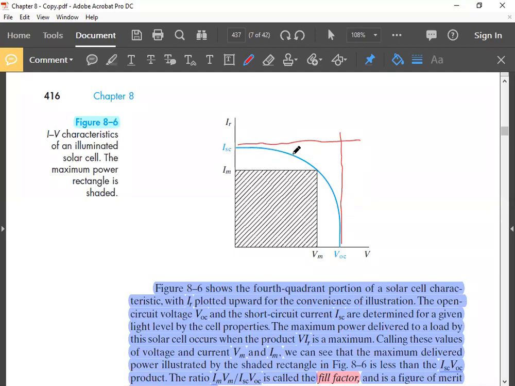Say for example, if you choose this point, if the solar cell or photodiode is operated on this point of the IV characteristics, so corresponding voltage is this and corresponding current is this. So the power delivered will be this V into this I, right? So that is effectively the area under this rectangle, right?